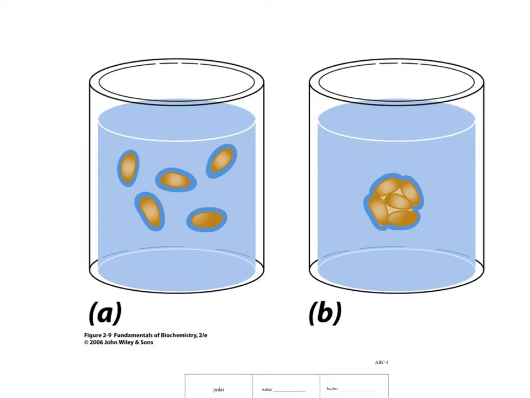The more they bump into each other, the less surface area of interaction with water you have, and the more surface area you have of the interaction between the nonpolar molecules. Note, this is not happening because there's a strong interaction between these nonpolar molecules. It's actually a very weak interaction. It's happening instead because we are making less surface area of contact between nonpolar and polar molecules.